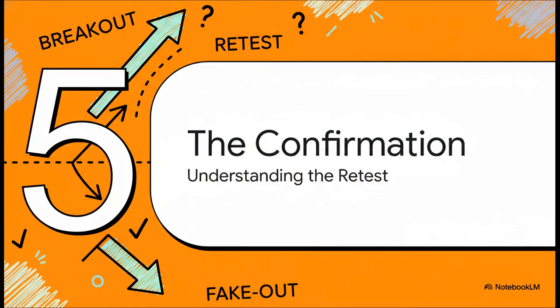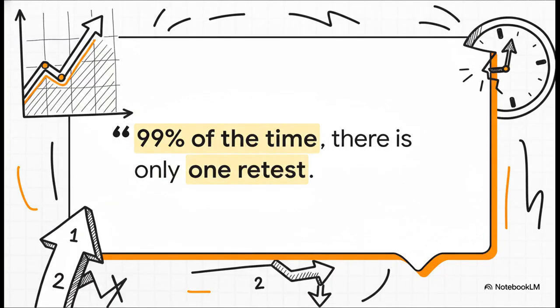Okay, there is one final piece to this puzzle. After a breakout, how does the market confirm that the move is actually real and not just a fake out? Well, it does that with something called a retest. And check out this powerful observation from the source material. 99% of the time, there is only one retest. That's a huge detail. It means the market will often give you a second chance to get on board, but it's pretty rare that it'll give you a third.